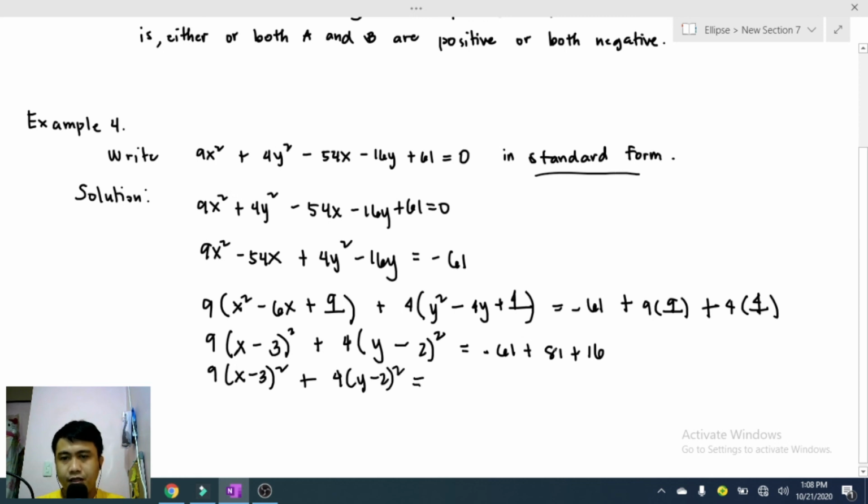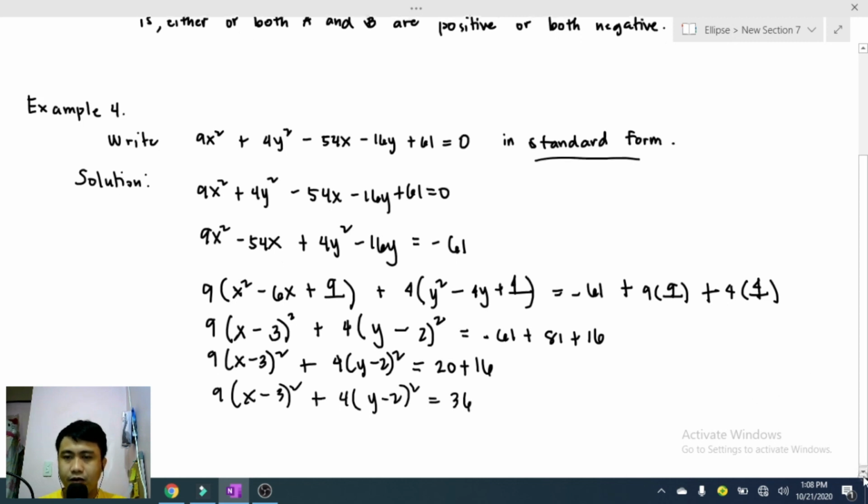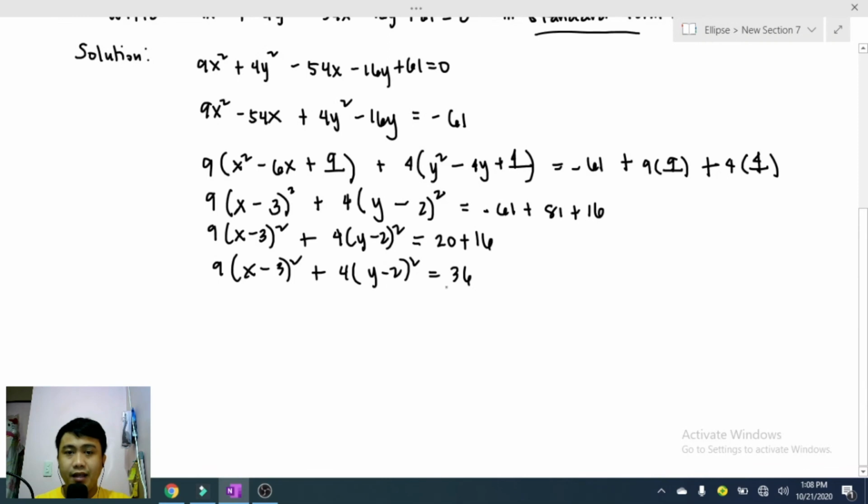That is negative 61 plus 81. That is 20 plus 16. Okay, so you have 9x minus 3 squared plus 4 y minus 2 squared is equal to 36. Yan. Pero sa vertex form or standard form, dapat 1 lang ang nakalagay sa right side. Ano natin gagawing 1 ng 36? Of course, i-divide natin both sides, lahat ng terms sa 36.